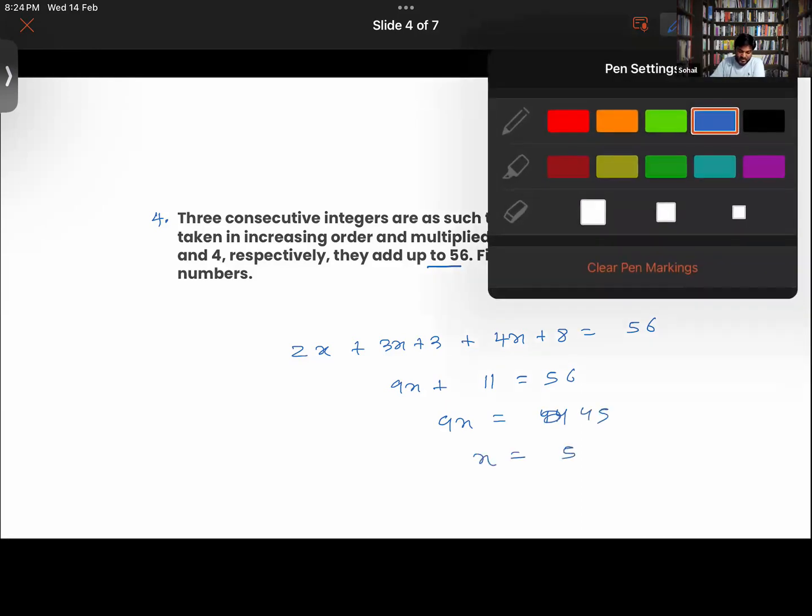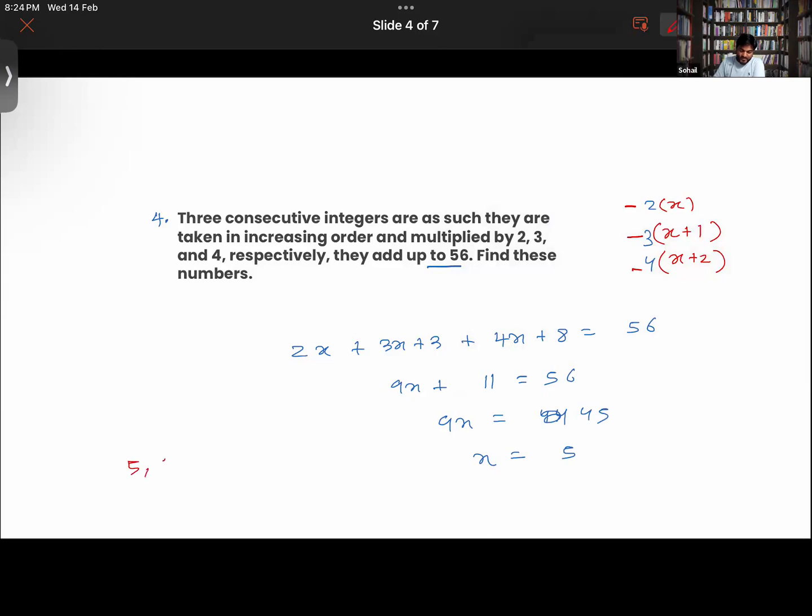So thereby the given integers were 5, 6, 7. No, not 5, 6, 7. We have to multiply them with this also, no? Originally our integers will be 5, 6 and 7, right? Later on we multiplied them with 2, 3 and 4. Then the addition came to 56. So this is the given answer.